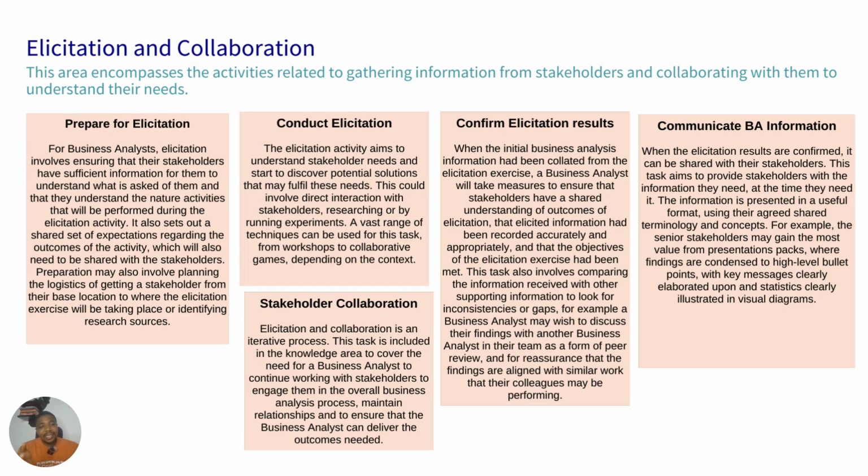Then the next task is then the stakeholder collaboration, right? So elicitation and collaboration as a knowledge area is an iterative process. So it's not something you do once and you stop. You continue doing it continuously so that you can get refined with the information that you've gotten. And this task is included in the knowledge area to cover the need for a business analyst to continue working. So you don't just do elicitation and collaboration and you stop. You go to them to refine your information.